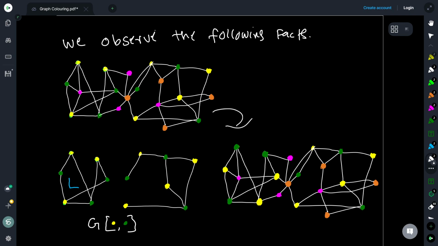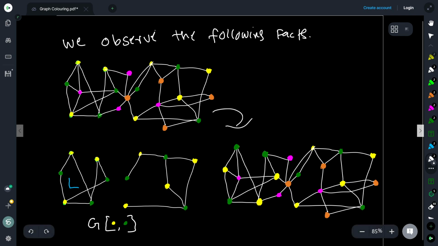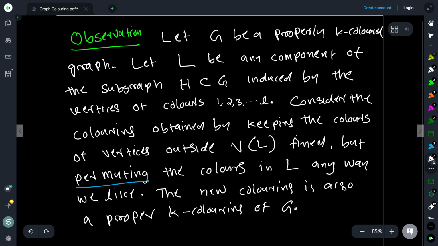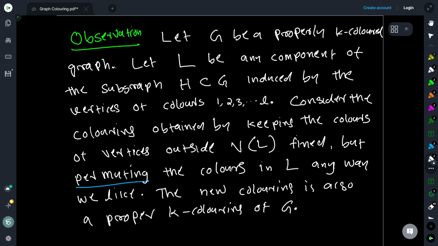So we can do this for any number of colors, and it is okay. So you just take any of the components of the subgraph induced by the color classes. I can just permute the colors within, and there is no problem. So we use this fact, right? So this is the observation I have written. So let G be a properly k-colored graph, and L is any component of the subgraph induced by the vertices of some colors. Let's say 1, 2, 3, etc.